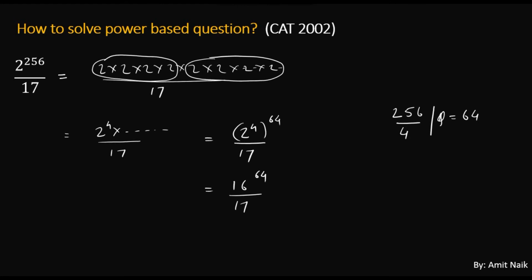Now each time I divide 16 by 17, the remainder is positive 16 or negative 1. So I will prefer negative. So minus 1 to the power 64 divided by 17. Now minus 1 to the power 64, the power is even, which means it will be 1 divided by 17. So the remainder is 1 in this case.